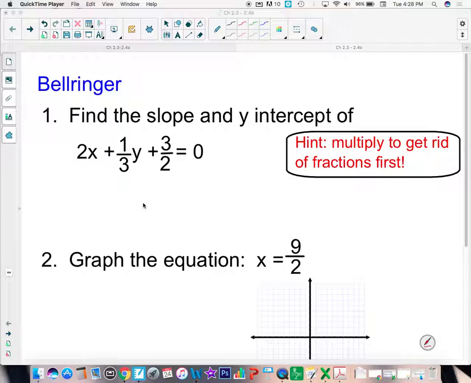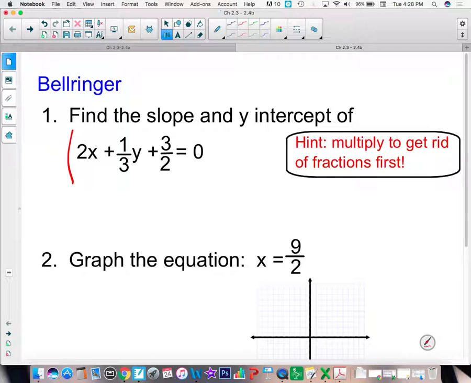You want to multiply to get rid of the fractions first. So the easiest thing I would do is multiply by that common denominator, which would be 6 in this case. So multiply everything by 6. So 6 times 1/3, remember you're going to cross cancel, so that'll turn into 2 times that. So it's 2y. 6 cross cancels with the 2 to turn into a 3. So 3 times 3 gives you 9 equals 0.